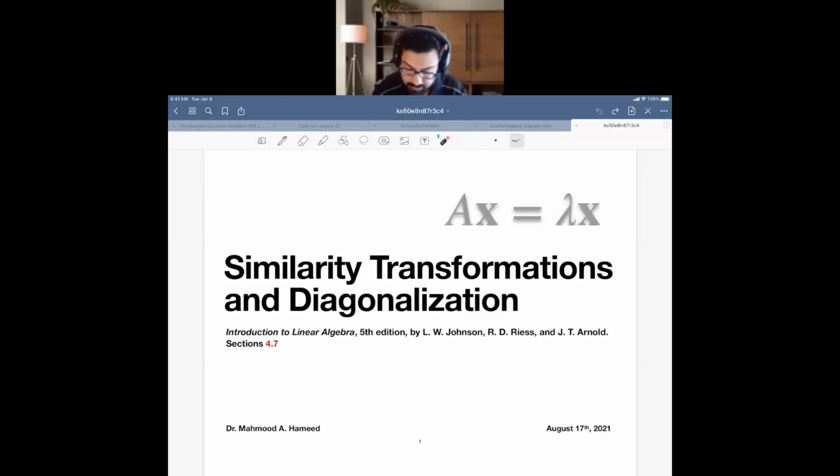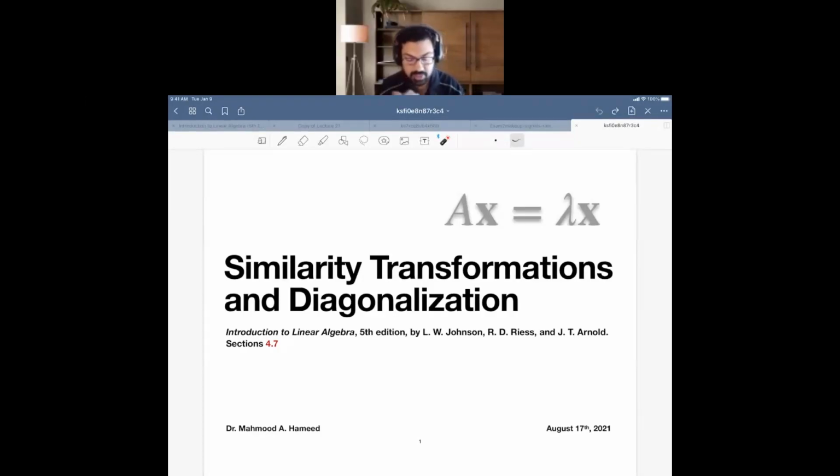Let's get started. Today we are going to be talking about similar matrices. If two matrices are similar, then what are the conditions? Can we transform a matrix into a diagonal matrix? Are all matrices diagonalizable? Which essentially means that you only have elements in the diagonal, and all the other elements are zero.